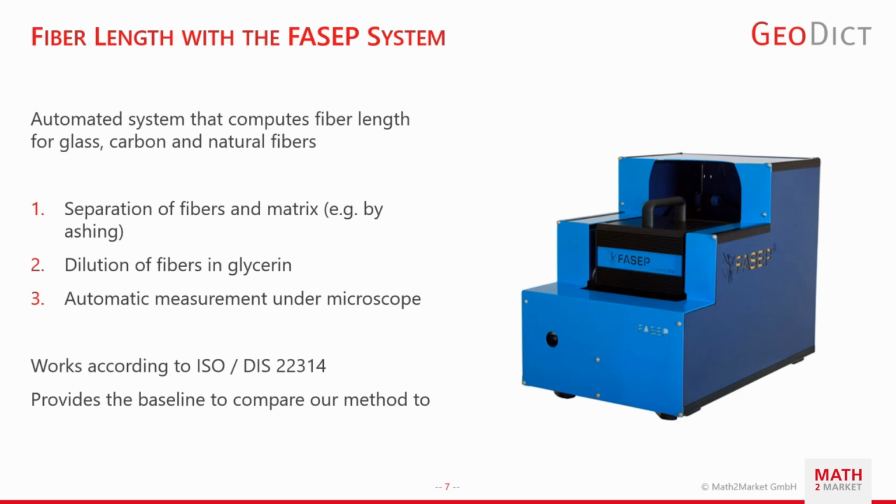Then you get the fibers out of that remainder of your sample. You dilute them with glycerin, and then you put that mixture of fibers and glycerin into this machine that has a microscope in it and does an automatic fiber segmentation based on the 2D images of the diluted material. This system will provide a baseline we will compare our method with, and it's working according to some ISO standard that's listed on here.